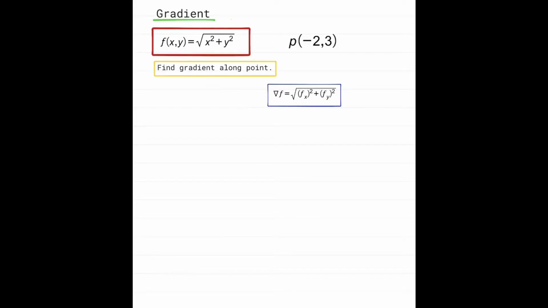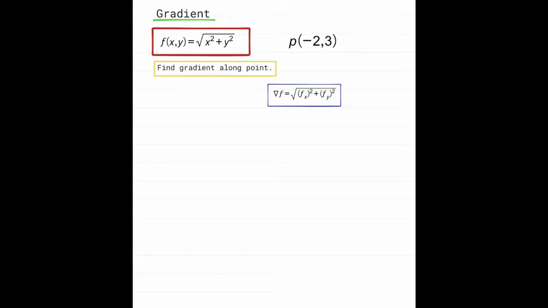Hello guys, so in this video we're going to find out how to compute the gradient of a multivariable function along a point. What's highlighted in the red rectangle is the multivariable function that we're given. In this case it's the square root of x squared plus y squared, evaluated along the point P, which is (-2, 3).